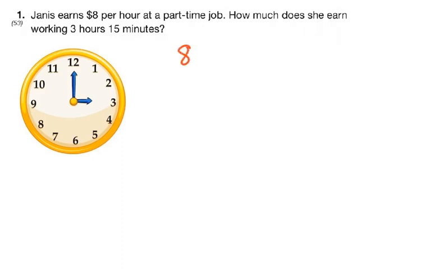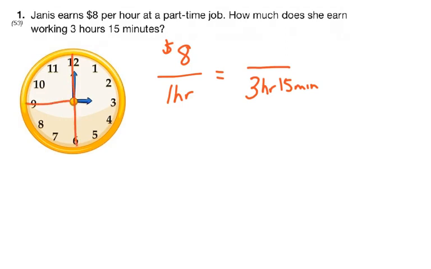So we know she has $8 for 1 hour, but they want to know how much she's going to make in 3 hours and 15 minutes. And I think that's going to be a little tricky to do. So we have two choices. We can either change it all to minutes, or we could turn our 15 minutes into 1/4 of an hour, because if you look at the clock, 5, 10, 15 minutes is 1/4 of a circle.